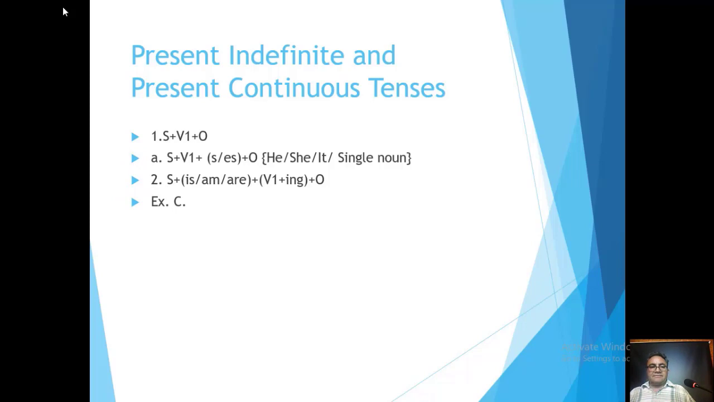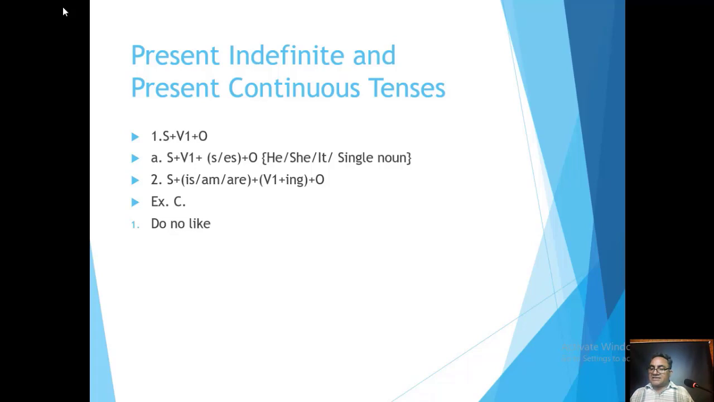Exercise C. First sentence is, "You not like chocolate." The answer is, you do not like chocolate. Where do we use present continuous tense? Present continuous tense is used when the action is going on, when the action is in progress. And we know through some words like now, at the moment, that this is present continuous tense.